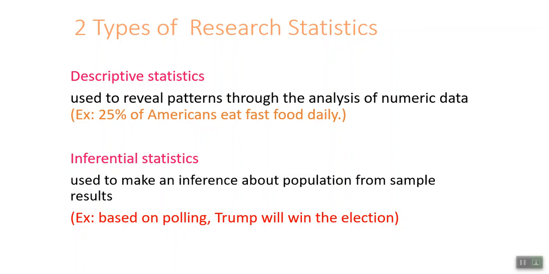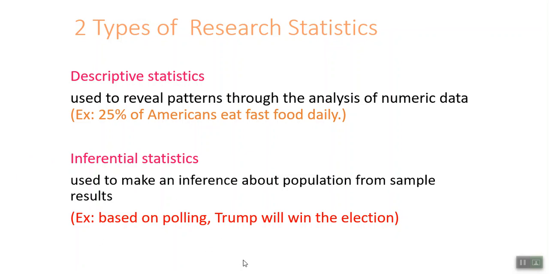All right, so as we get into statistics, it's important for you to understand there are two different categories of statistics. So there's descriptive and inferential. Descriptive uses analysis of numeric data. So if we said 25% of Americans eat fast food daily. Now, I don't know if this is true or not. This is just a statistic that I made up. But we know it's a descriptive statistic because it uses a number. That 25% is numeric.